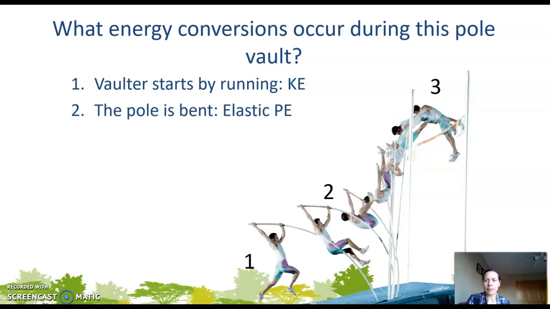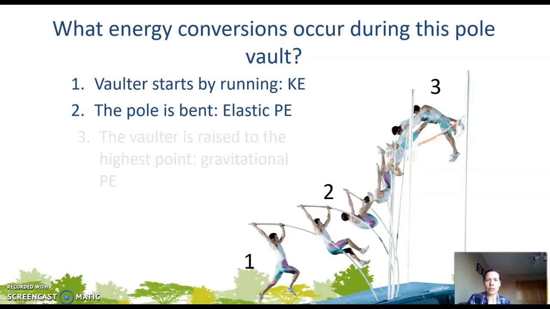That's elastic potential energy. We're not going to spend a lot of time on elastic potential energy, but basically think of it as like a rubber band. It's a little different than a rubber band, but it's the same kind of idea: you're pulling it back, and then when you let go, it's going to snap. And when it snaps, it's going to release that energy. So all of that stored energy in the pole that's going to snap is elastic potential energy.